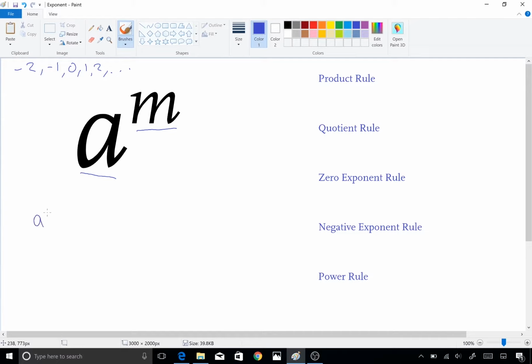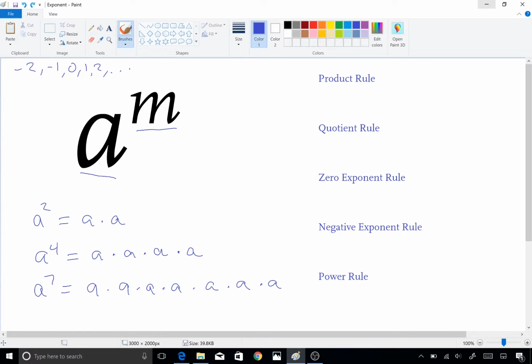For example, a to the 2 equals a times a, a to the 4th equals a times a times a times a, a to the 7th equals a times a times a times a times a times a times a, 7 times. That's what an exponent means.